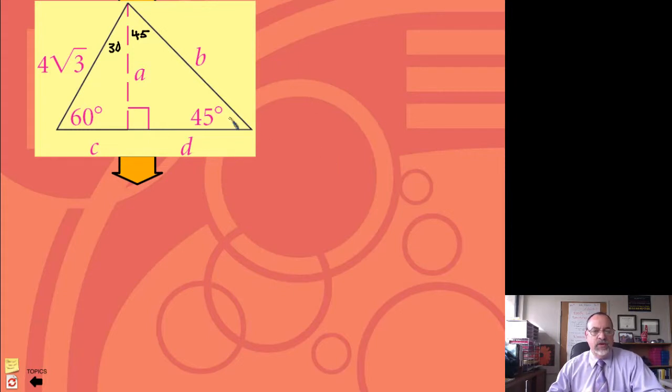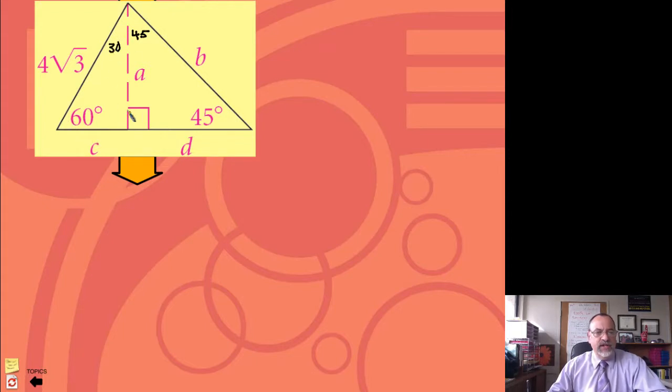Now, if I try to start with 45-45-90, I know that the legs are the same length, and then the hypotenuse is square root of 2 times that. The problem here is I don't know the length of this leg, so I can't figure out the other leg, and this leg is also missing, so I cannot determine anything in the 45-45-90 to begin with, so I'm going to have to start on the other side with the 30-60-90. And again, with the 30-60-90, we want to go through our steps. We want to identify the different sides, then decide on which equation to use and work our way from there.